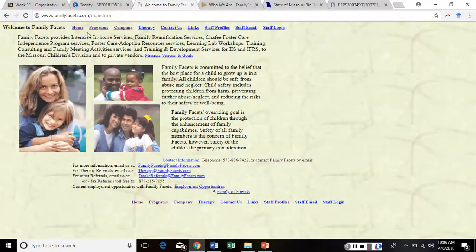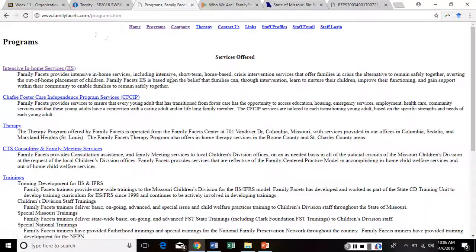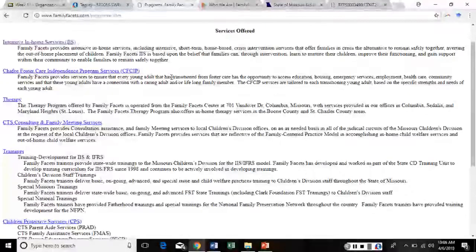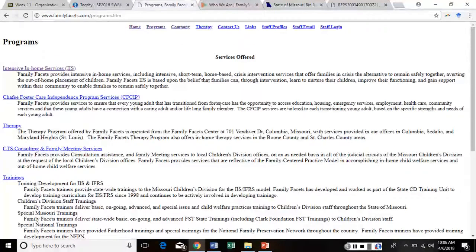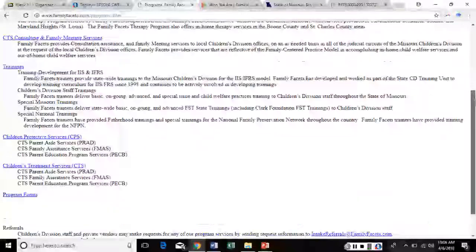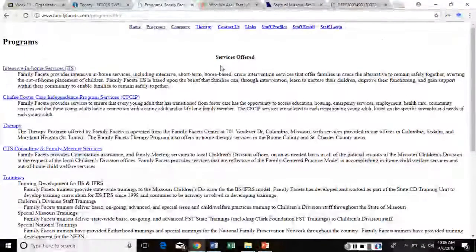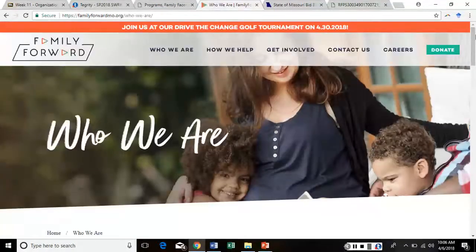They provide a variety of child welfare services. You can read through these, but they provide intensive in-home services, which is for children who are coming out of foster care case management. Their website doesn't have a ton on it. Part of that's because they don't have to provide that much. We don't really know exactly what they do, versus Family Forward, where I used to work.